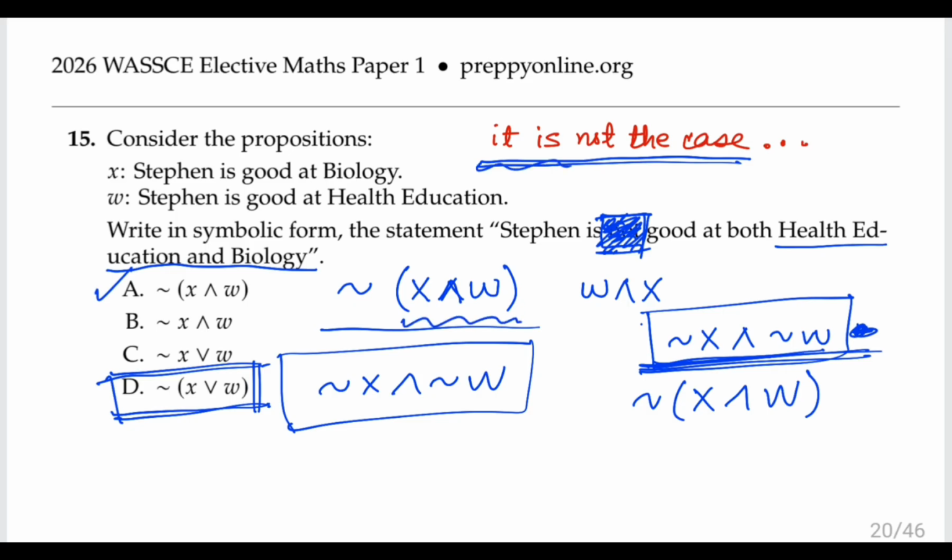So if you now prefix it with "it is not the case," then we are just taking the negation, and then it's straightforward. But if you do it like it's been done here, where they just said "Stephen is not good at both health education and biology," you run into the problem where some people may understand it this way, and it's not unreasonable. So that is how we speak, not just English. In many other languages, this kind of logical statement can be interpreted in different ways.